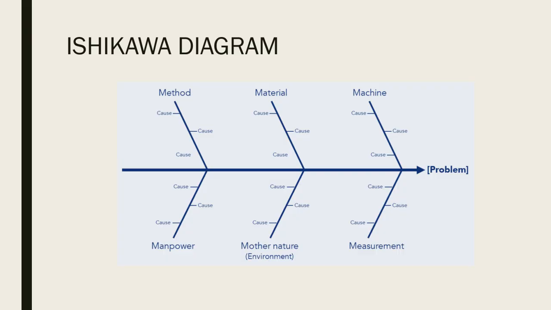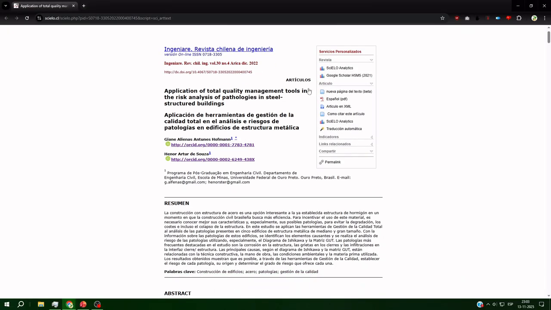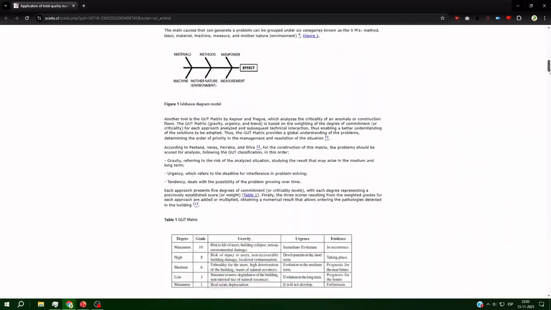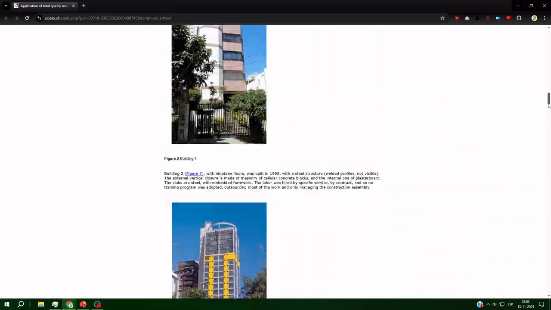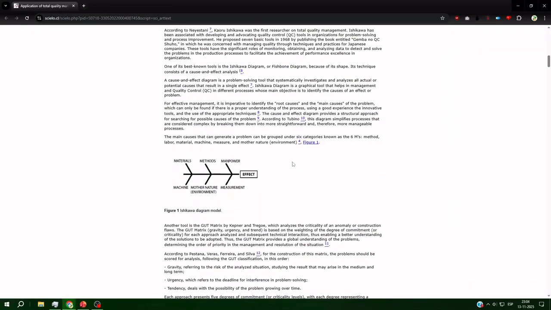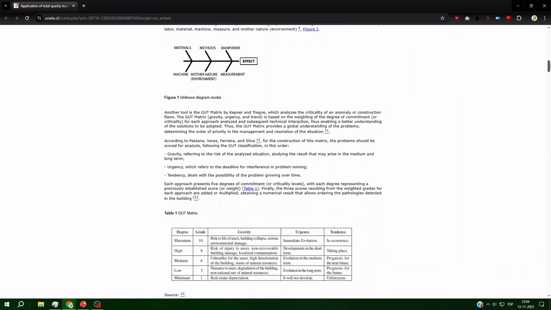It is a tool of continuous improvement because it helps to find the origin of an issue and propose definitive, permanent measures. As for the example, we have this study about the pathologies found in steel structures of a variety of buildings in various locations in Brazil, where the Ishikawa method was applied to determine the main causes of these reported structural failures, based on previous investigations during and after the buildings' construction.